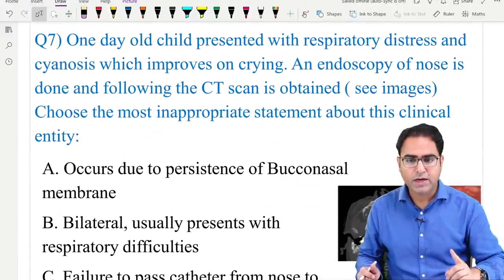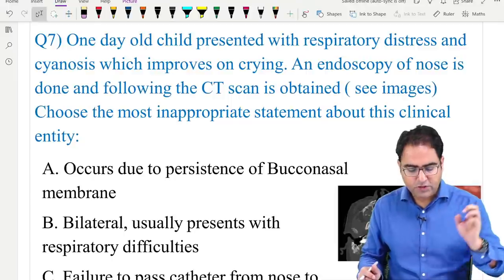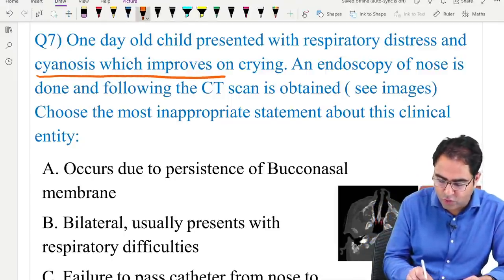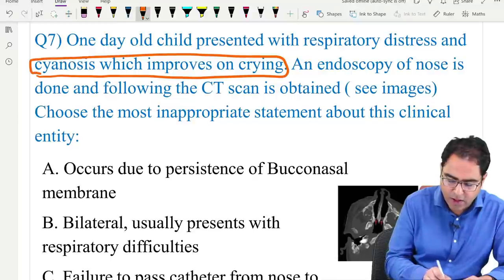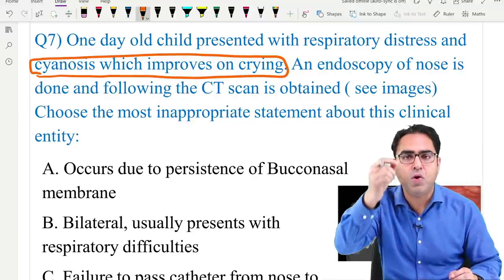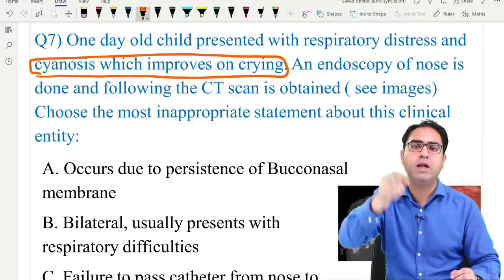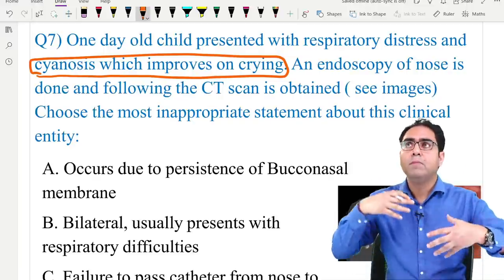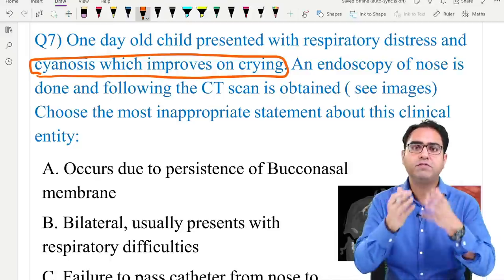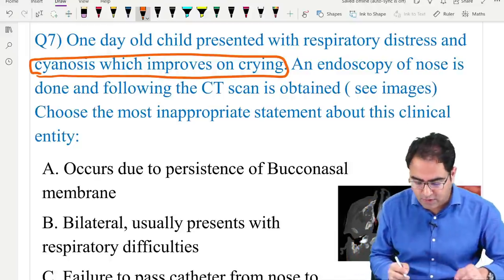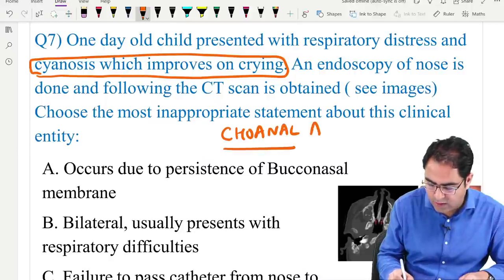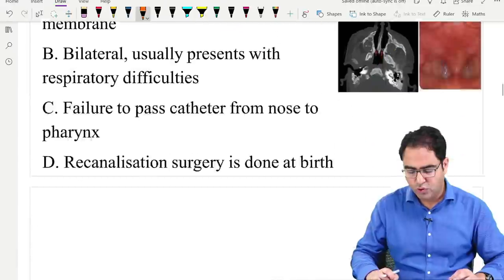A one day old child presented with respiratory distress and cyanosis, which improves on crying. This is an absolute clue of choanal atresia, beta. A blue baby turning pink on crying is 100% a choanal atresia question for your paper, beta. This is a case of choanal atresia, and the doctor has done endoscopy and a CT scan, and they have shown you the image like this, beta.